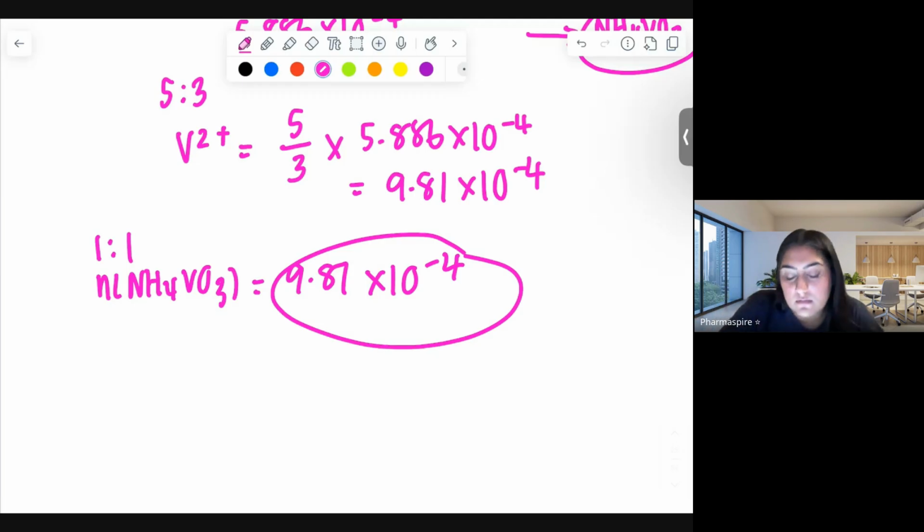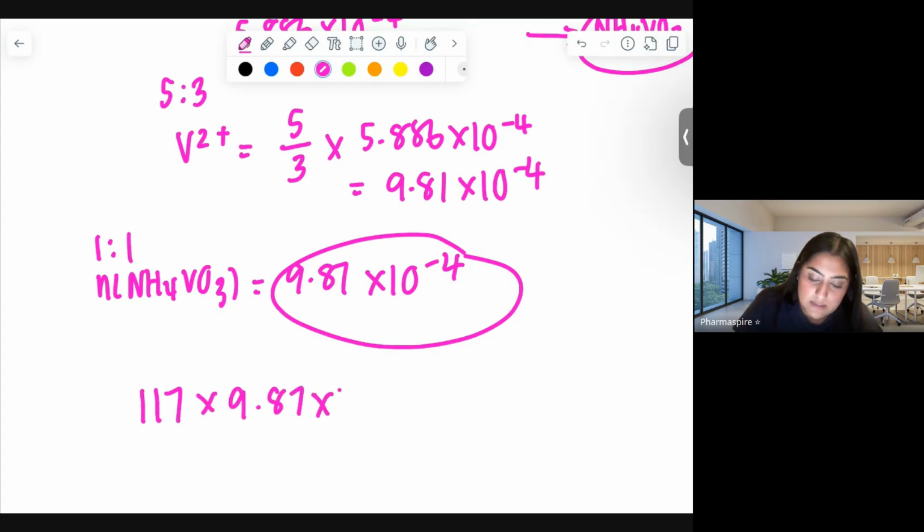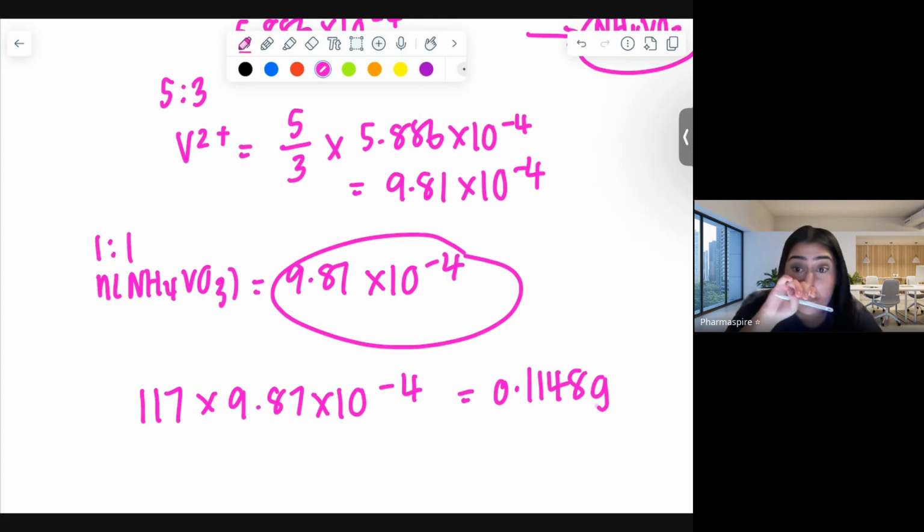Yeah, 117. So we do 117 times 9.87 times 10 to the power minus 4. We get our mass as 0.1148 grams. Sorry, my 7s look like 1s. I'm getting confused by them.